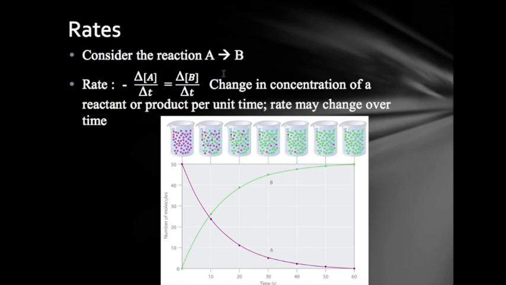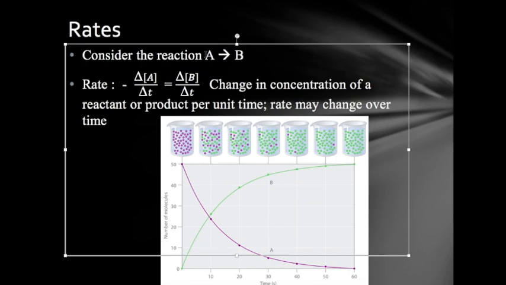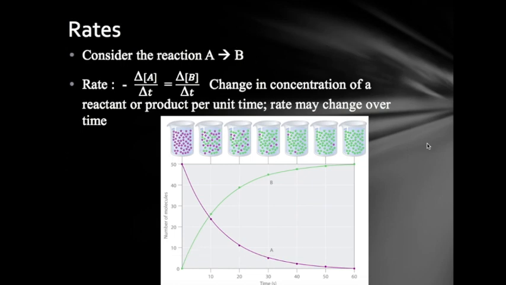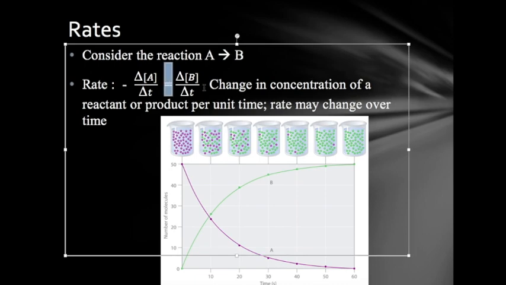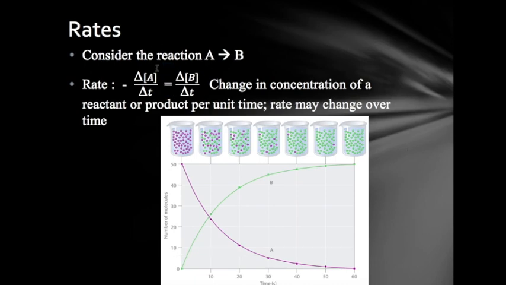Because in this chemical process, for every one molecule of A that gets consumed, I produce one molecule of B. The rates are related like this. For every one molecule of A that gets consumed, that's why that negative sign is there, the slope of this purple line is negative, right? It's decreasing as time goes on. For every one molecule of A that gets consumed per second, I'm producing one molecule of B per second.